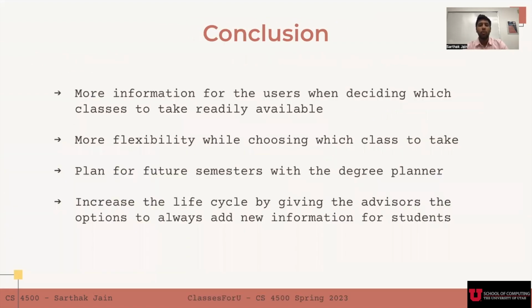In conclusion, we have solved 4 key components with our project. We have made it easier for students to decide which classes to take by providing them with all the information in one place rather than jumping from page to page as Victor had initially shown. We have also made it easier for students to decide which classes to take in the semester. We've also made it easier for students to plan their future semesters and map their degrees out by using the degree planner. Finally, we've increased the life cycle by giving the advisors the option to always add new information for students so that students have the most up-to-date information available to them when deciding which classes they'd like to take.